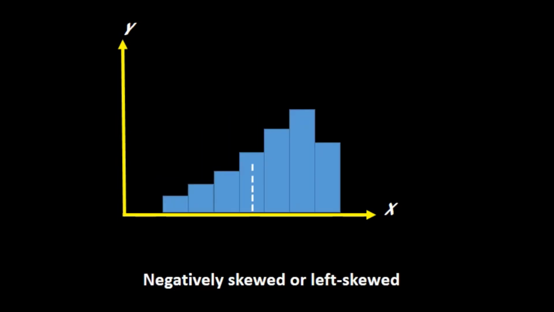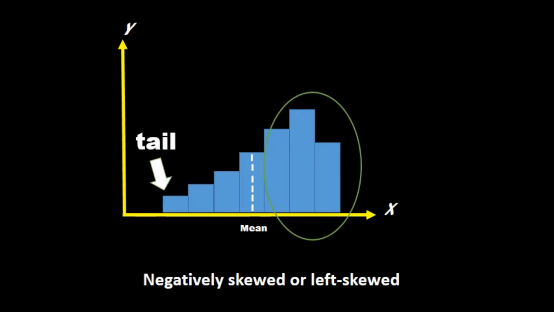When the majority of the data values fall to the right of the mean and cluster at the upper end of the distribution with the tail to the left, the distribution is negatively skewed or left skewed. The mean is to the left of the median and the mode is to the right of the median.